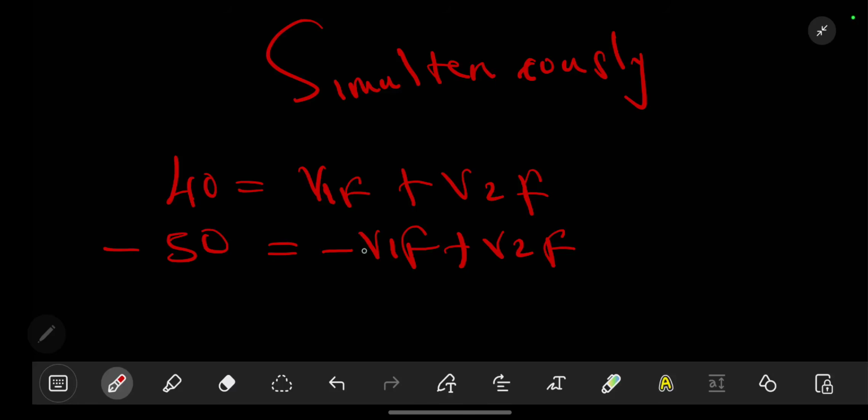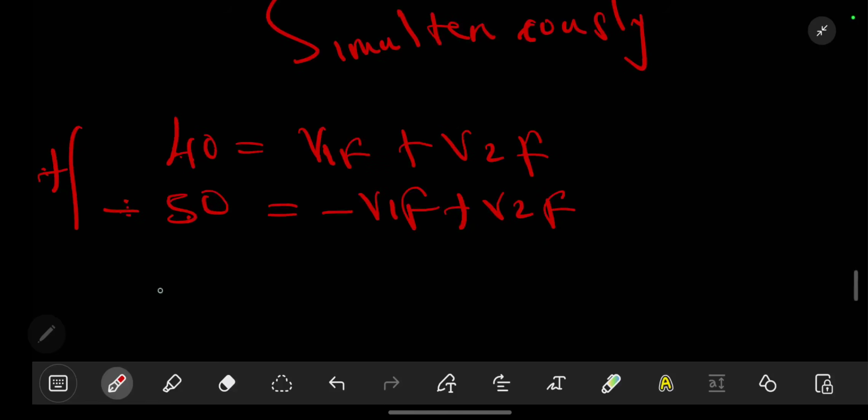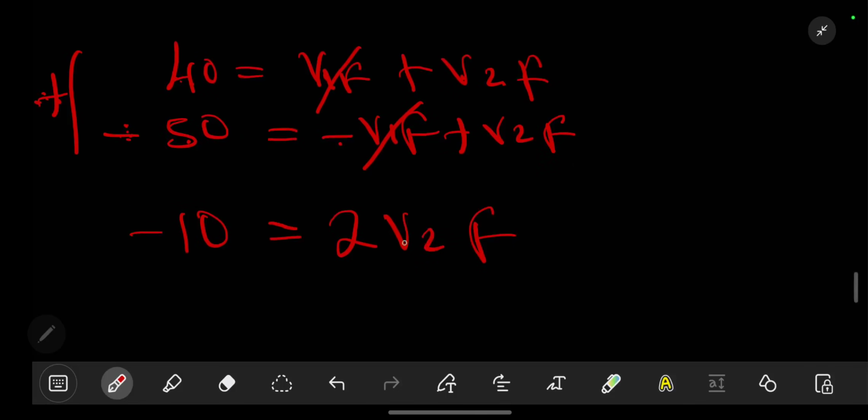So V1 minus V1, so we are just going to add everything since these have got the same value but different signs. So 40 minus 50, it will be equal to negative 10, should be equal to V1 plus negative V1, this and this will cancel, V2 plus V2, it will be 2 V2 final.